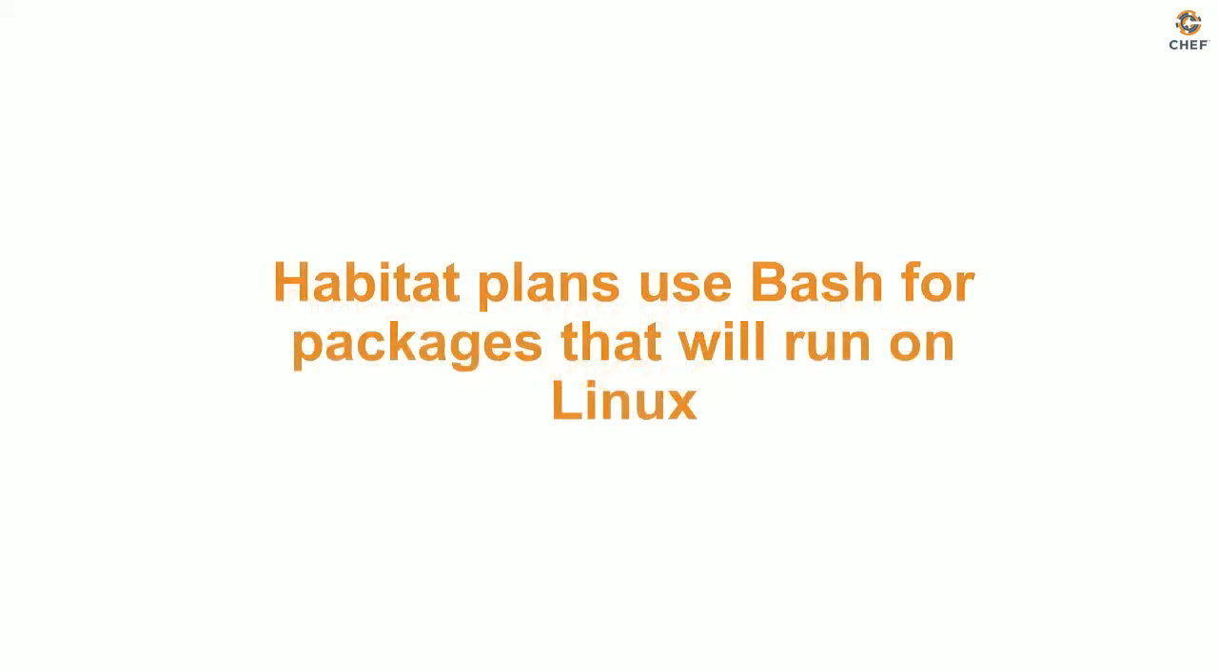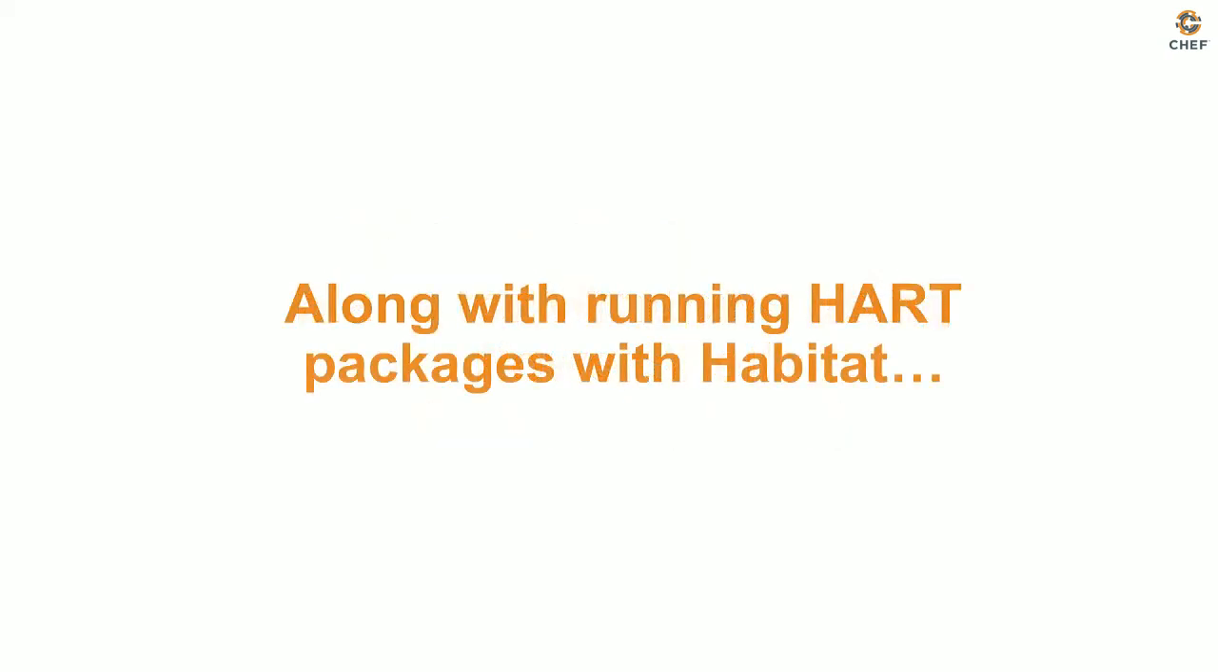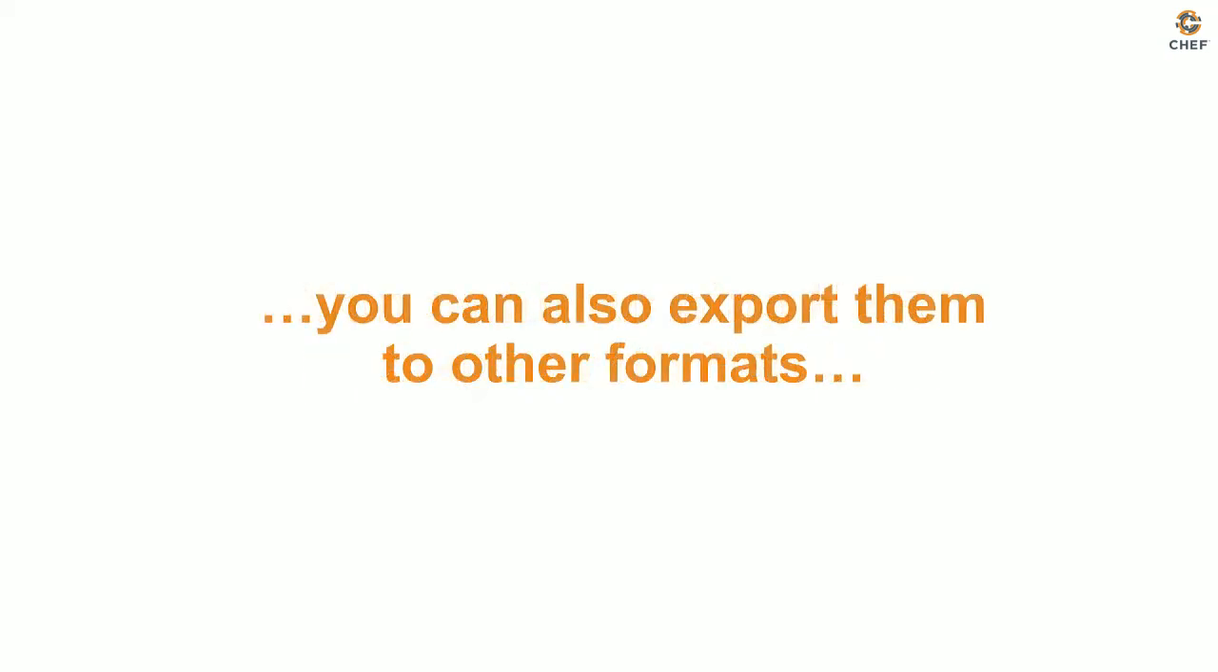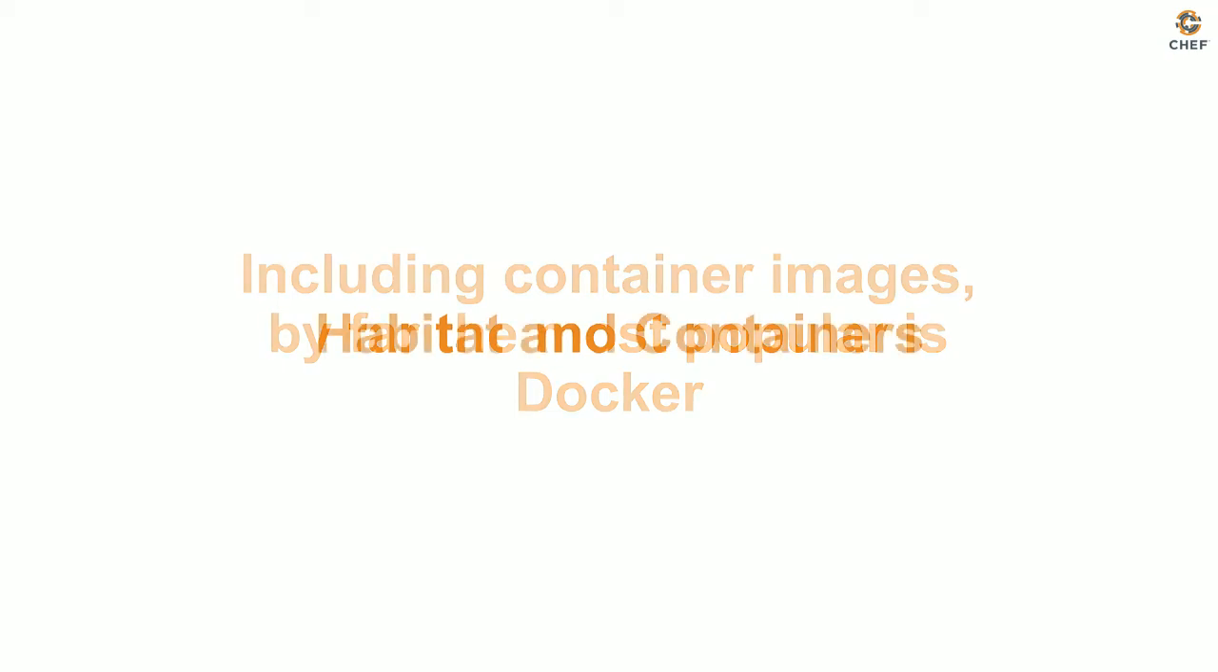And a few notes on this. As we just saw, Habitat plans use Bash for packages that will run on Linux, but you will soon also be able to create packages for Windows using PowerShell, and that is still in development right now. Now, along with creating Hart packages and running them with the Habitat Supervisor, you can also export them to other formats. And by far, the most popular format people export packages to is Docker container images. We do use Rocket container images as well. You can also export to that, but Docker is by far the most popular.